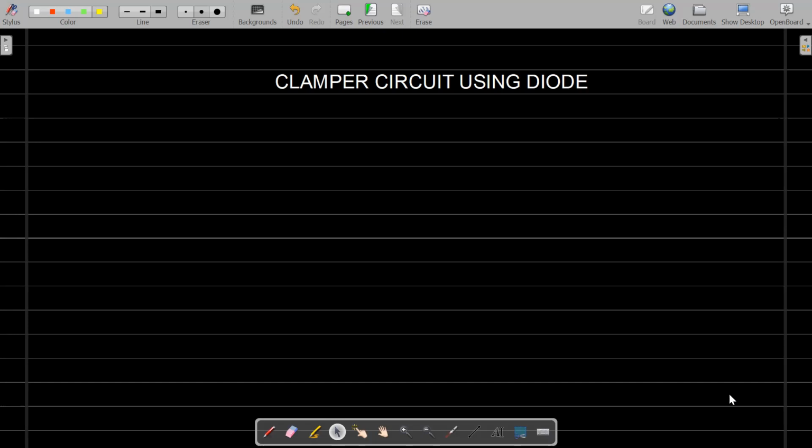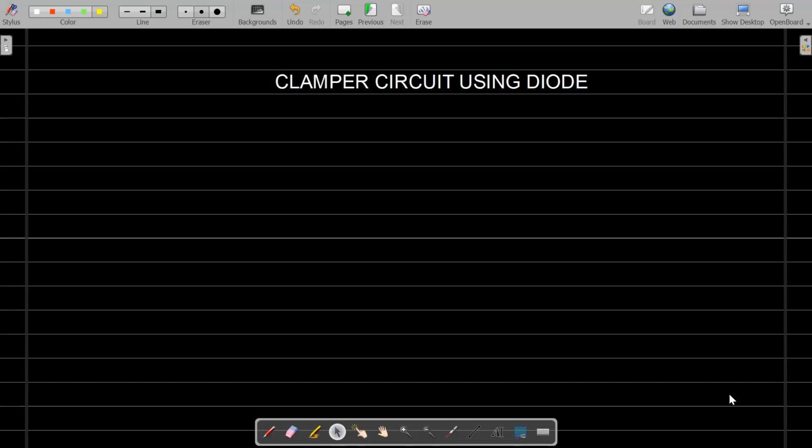Let's say you are applying a sinusoidal signal, so the output will be sinusoidal. And if the input is a pulse, the output will be a pulse. So there will be no change in the shape of the waveform, and the input and output voltage magnitude, that is the peak to peak value if you calculate, is also the same. Okay. So let us see how we can design clamper circuit.